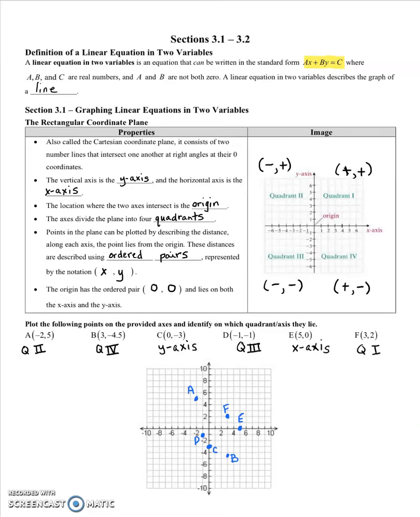Now, everything on the x-axis is going to be a number, comma 0. It could be a positive number or a negative number. And anything on the y-axis is going to be 0 in the first coordinate and a number in the second coordinate. So that's how you can check without actually having to plot the points.